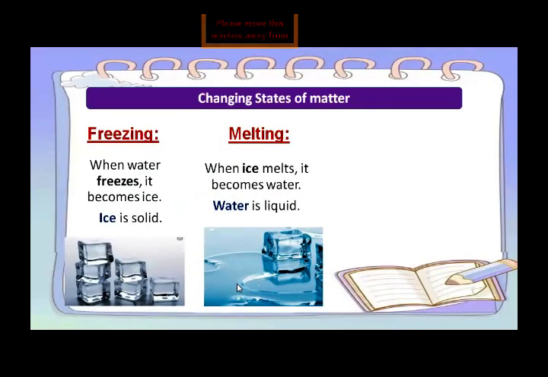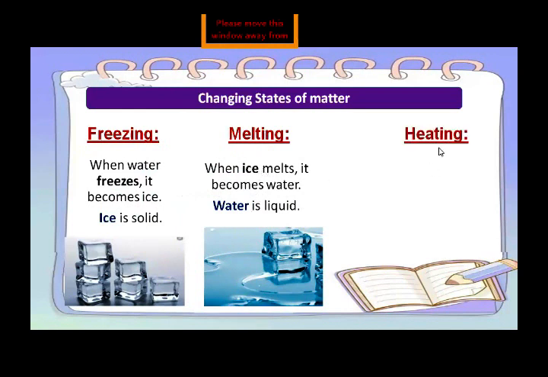You can see here on your screen, when ice melts, it becomes water. The ice is melting and it becomes water, and water is liquid. So that means water is the example of melting. Are you getting it?